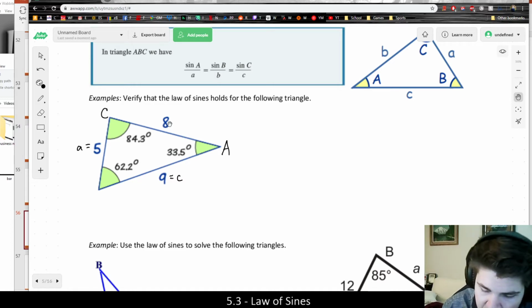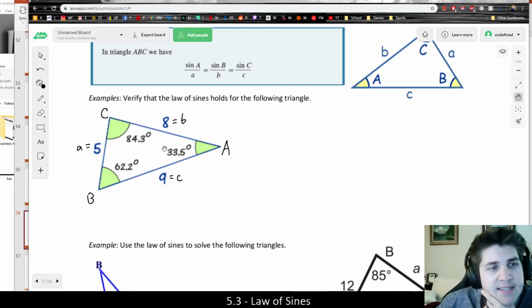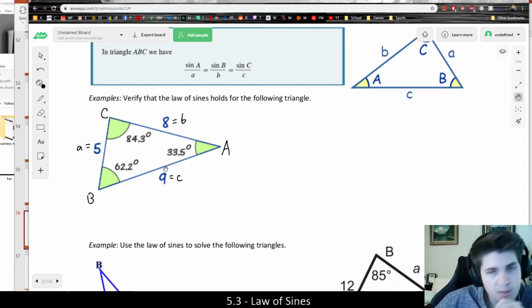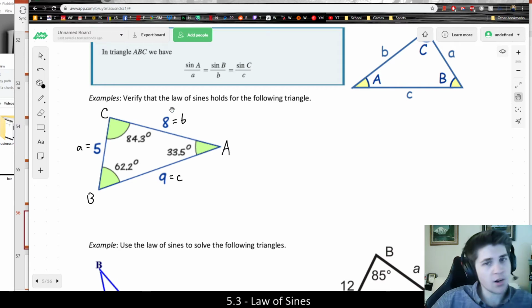Also, another thing I wanted you to notice about this triangle is that when we're pairing up sides and angles using A, B, and C, notice that the largest angle corresponds to the largest side. The smallest angle corresponds to the smallest side, and the medium angle corresponds to the medium side. That is not a coincidence.